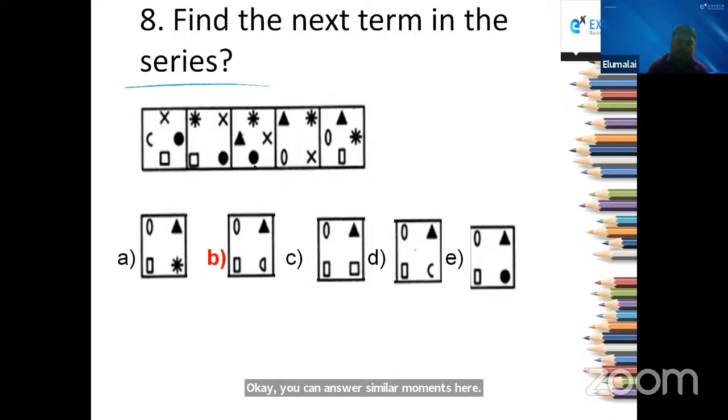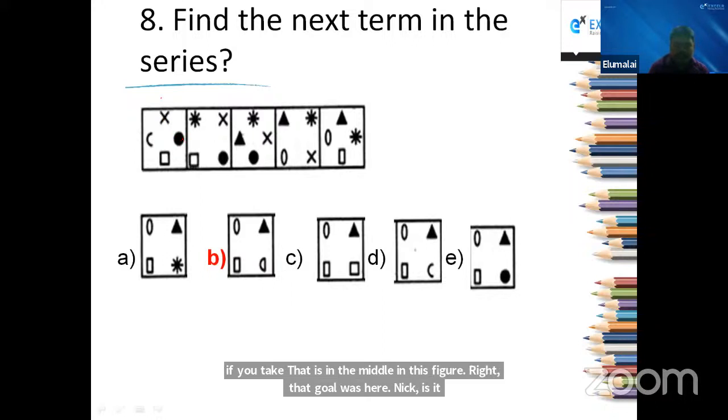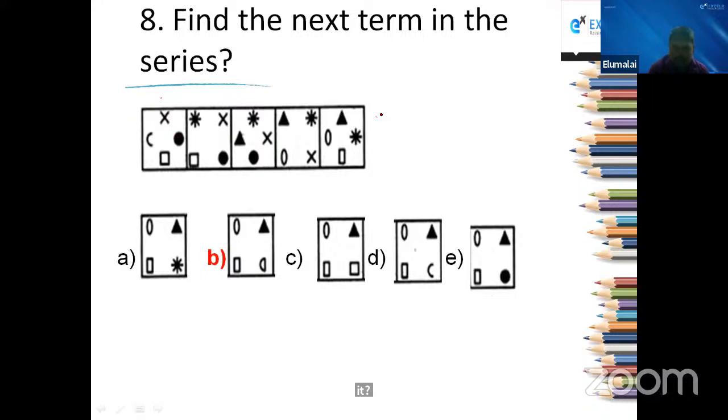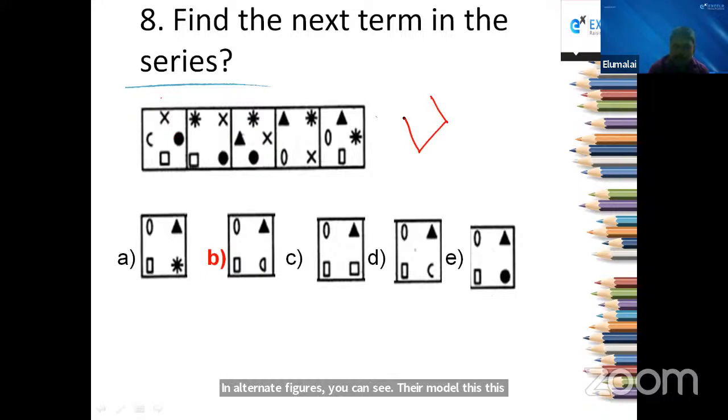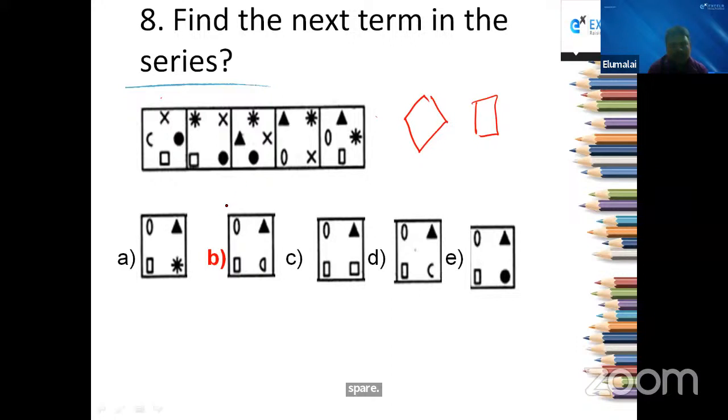So if you take X here, that is in the middle in this figure, right? That goes here. Listen, in alternate figures, you can see the middle, this arrangement is becoming like a square arrangement. Am I correct or not? So based on that property, here it is square, then in alternate figures it must be square. So that must be here like this, right? So now answer this question.